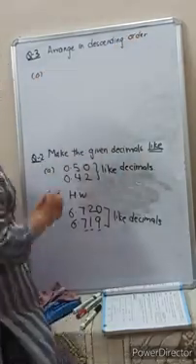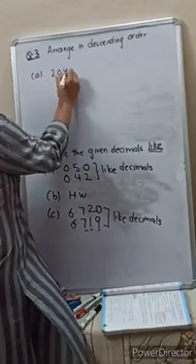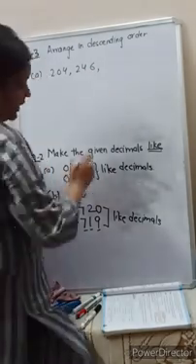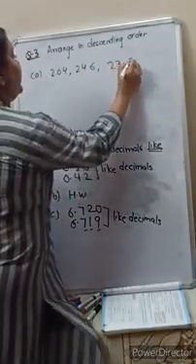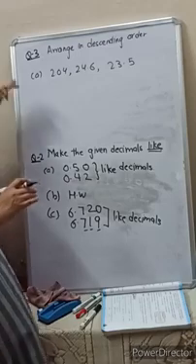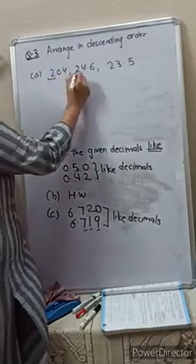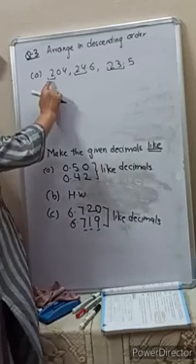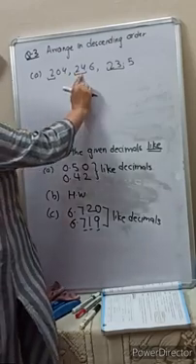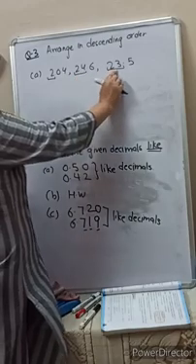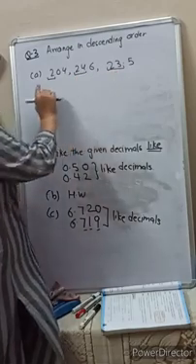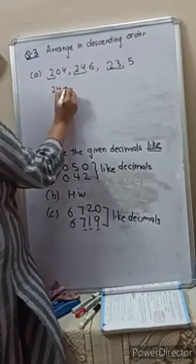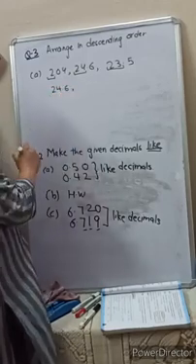Let's take the first part. This is 2.04, 24.6 and 23.5. So children, first of all, we will compare using the whole numbers. That is the best thing. So here I see this is 2, here it is 24, here it is 23. So which one is the largest? 24.6. So 24.6 is the largest.